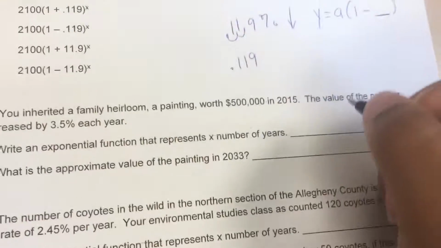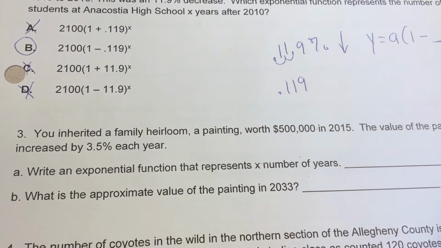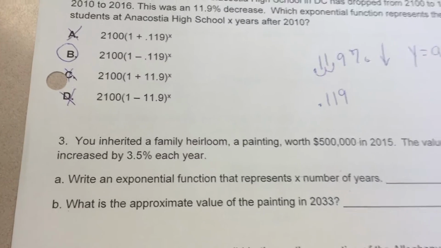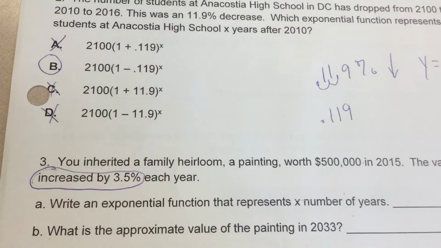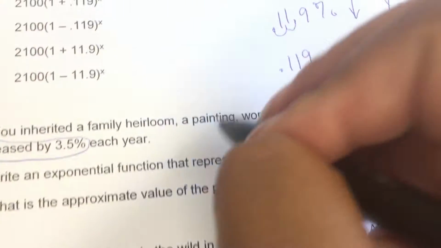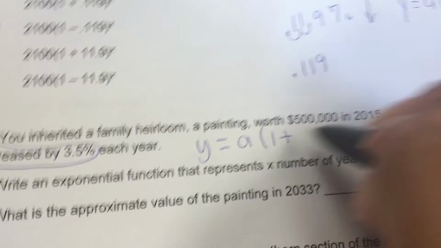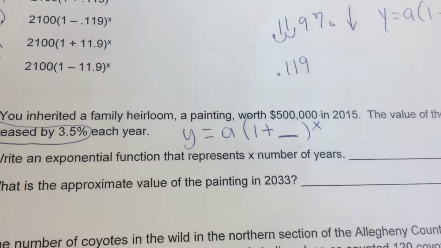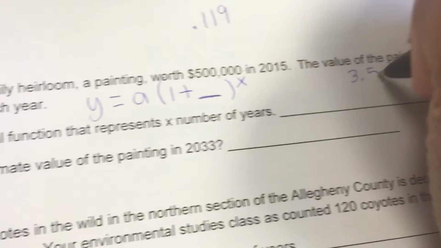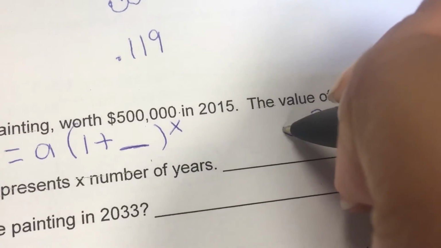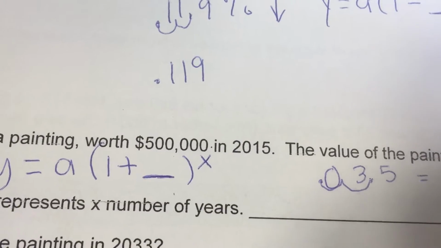Now, when we get down to the bottom, you really have to read the question to pay attention to whether you have an increase or decrease. You inherited a family heirloom painting worth $500,000 in 2015. The value of the painting increased, so that's your key word, increased, by 3.5% each year. Because there's an increase, I know my equation is going to be y equals A, that's my starting value, times 1 plus something to the x. That something is your percent as a decimal. So the first thing you should have done was take that 3.5 and move it over 2 spaces to the left. When we have that empty space, that's a 0. So the decimal is 0.035.